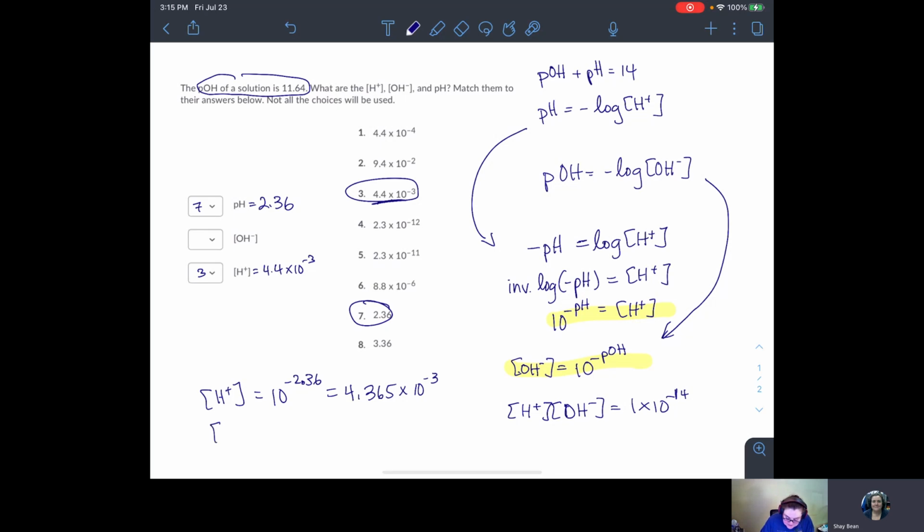And then the OH minus. That's going to be 10 to the minus my pOH value, which was given in the problem as 11.64. So punch that in, and I get 2.2908 ... times 10 to the minus 12. So let's look for that rounded value. I see 2.3 times 10 to the minus 12. Again, on my matching, it's number 4, so I'm going to pick number 4 for that one.